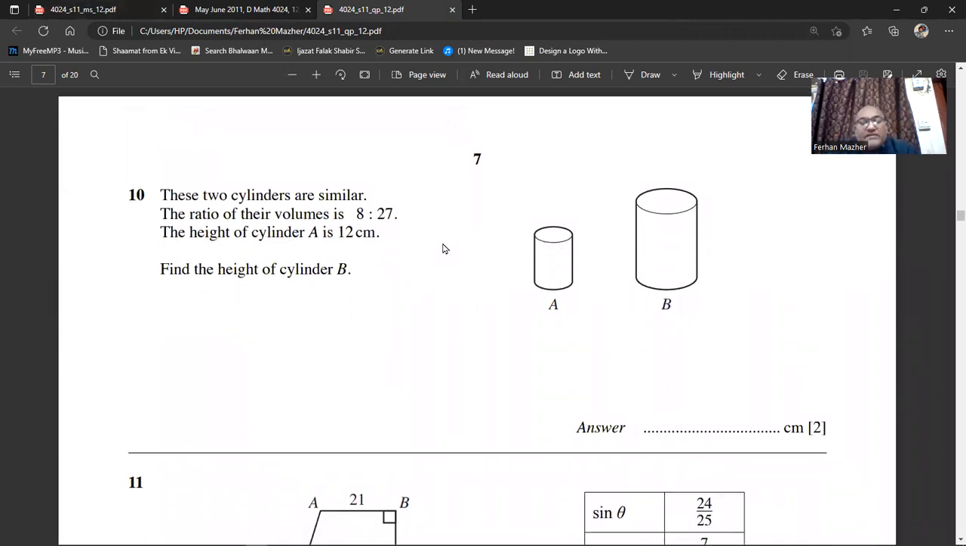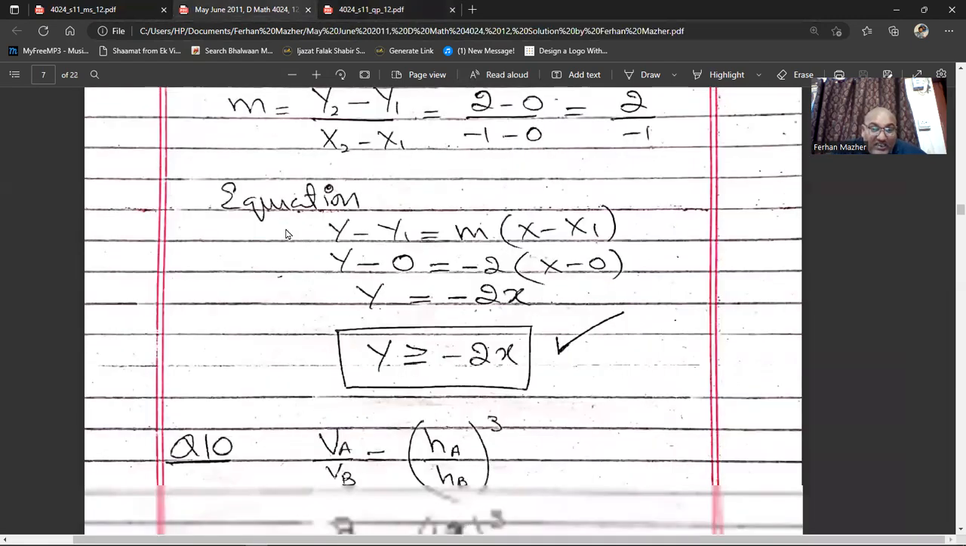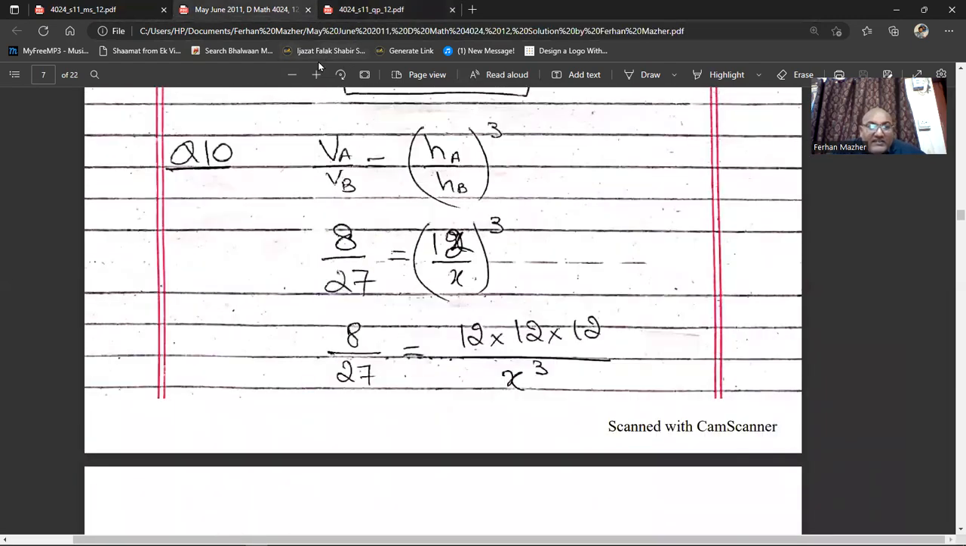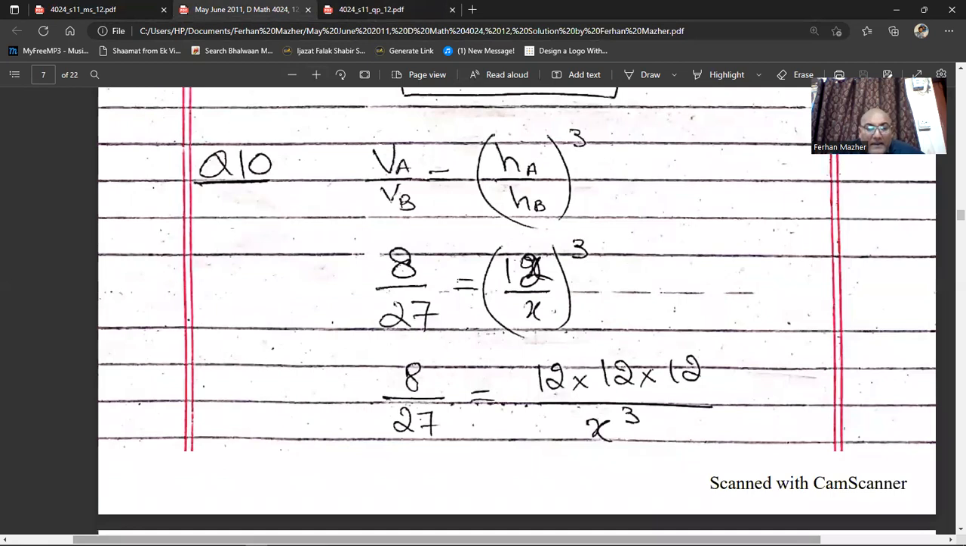This is question number 10. These two cylinders are similar, the ratio of their volumes is 8:27. The height of cylinder A is 12 centimeters. Find the height of cylinder B. Okay, so they are similar to each other.